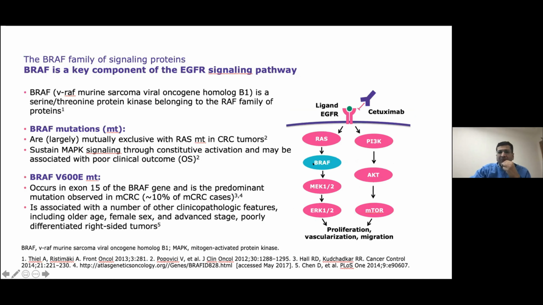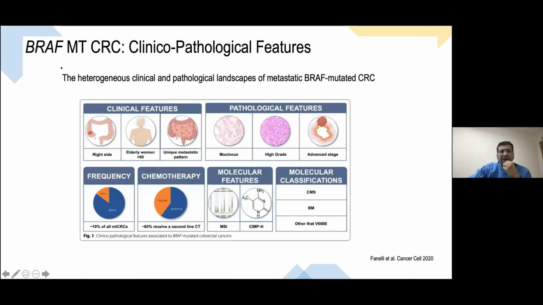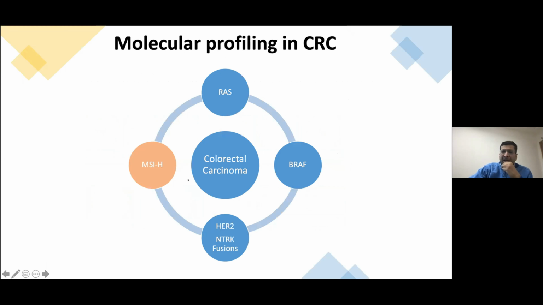Again, it is a downstream signaling pathway. If the tumor is getting activated here, the upstream pathways may not work well. As I said earlier, BRAF mutated tumors are usually right-sided, in the elderly, and they have a unique spread in the peritoneum. They are usually mucinous, high grade, and present at advanced stage. This we can discuss subsequently. Then MSI high is a very important thing which we need to know, both in the localized forms and in the advanced setting.